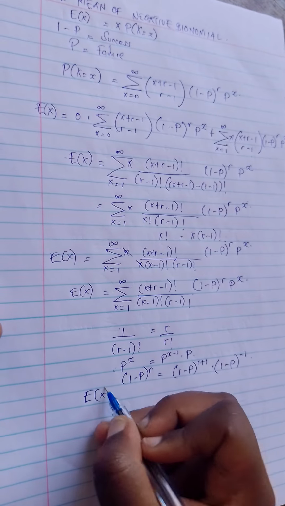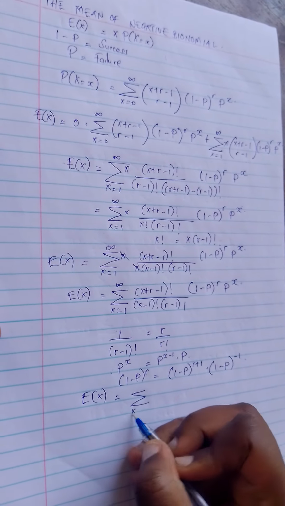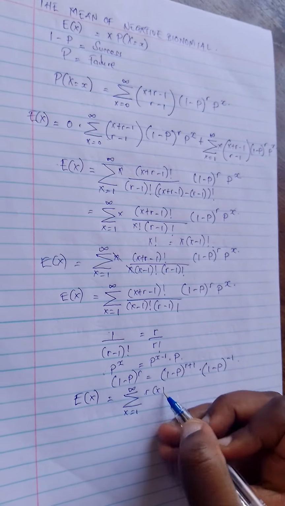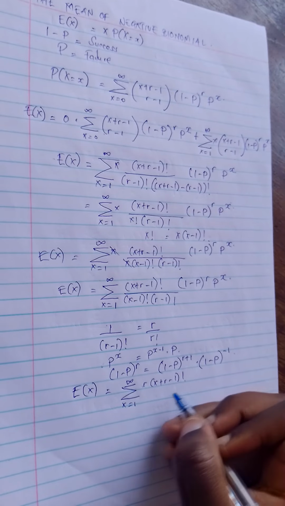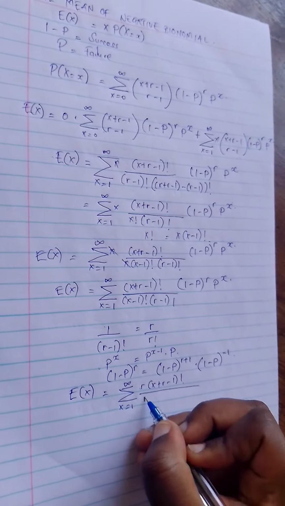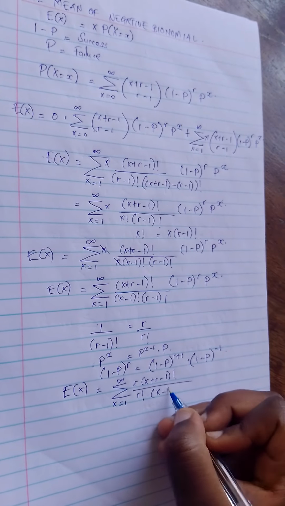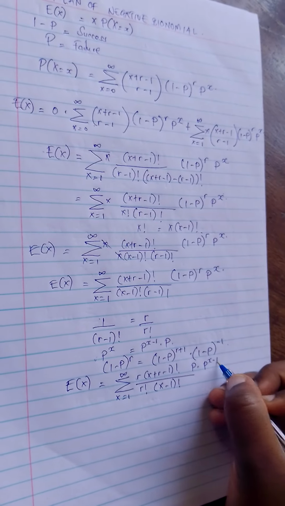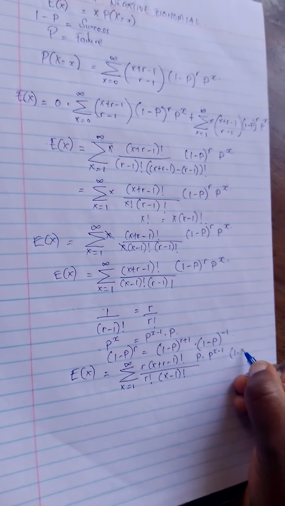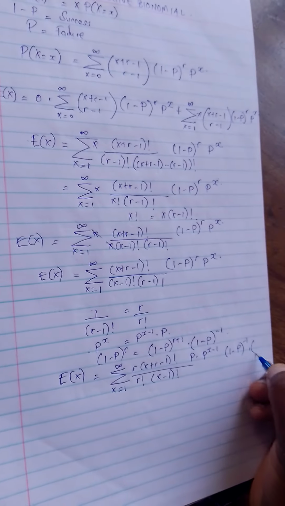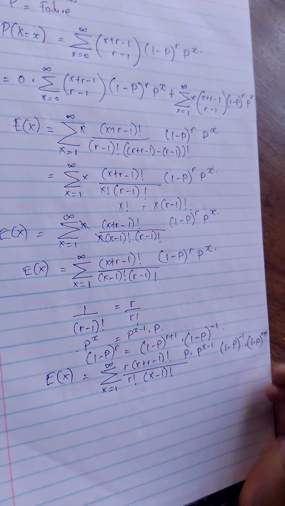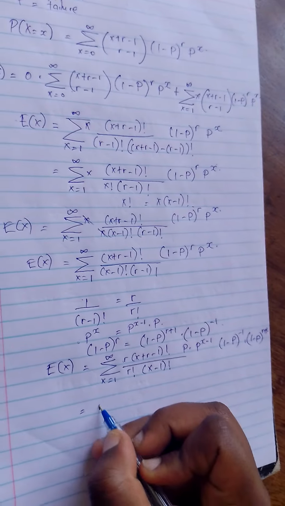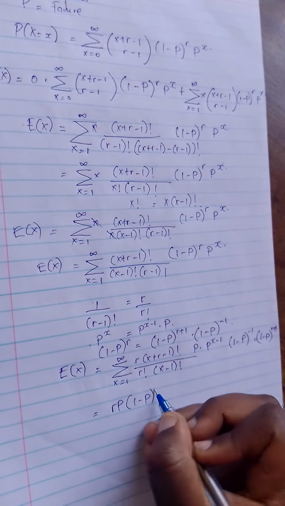So this will give us the sum from x is equal to 1. We are going to substitute for what we have considered. This will be r factorial, x minus 1 factorial, p to the power x minus 1, then we shall have 1 minus p to the power negative 1 into 1 minus p to the power r plus 1. We remove things that are not affected by x, so we shall remove r p and 1 minus p to the power negative 1.